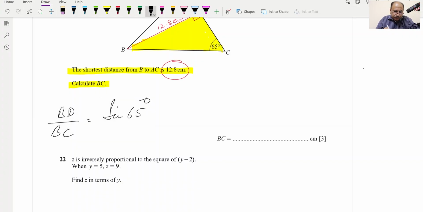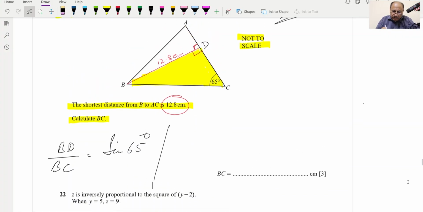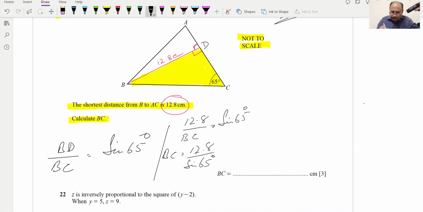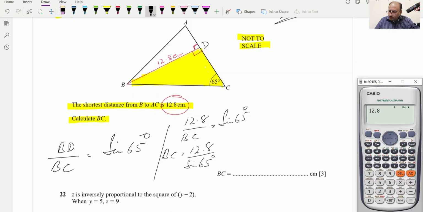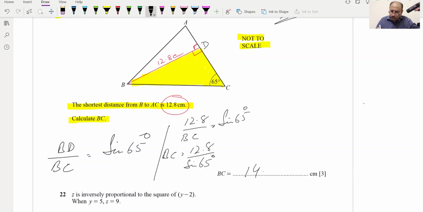So now we can rewrite it as, basically, BD is 12.8. So 12.8 over BC is equal to sine of 65 degrees, and BC will be equal to 12.8 over sine of 65 degrees. So we can write 12.8 over sine of 65, but your calculator should be in degree mode. This is what you will have to make sure, that your calculator should be in degree mode, and this will be equal to 14.1. So 14.1 will be the answer, and this will be 3 marks.